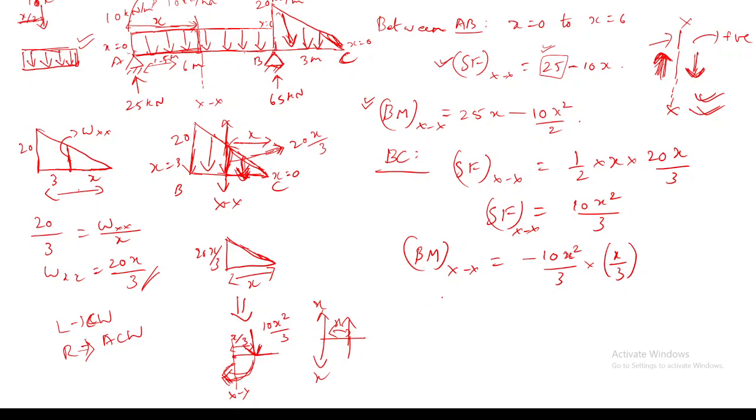Yes, so only I'm writing this as a negative value. See, here I am isolating this right hand side, this triangular area alone, and I have converted this triangular area into a point load of magnitude 10x squared by 3 acting at a distance of x by 3 from the cross section. When I find the moment due to this 10x squared by 3 about this cross section, it is causing a clockwise moment on the right hand side. So only I have written it as a negative value.